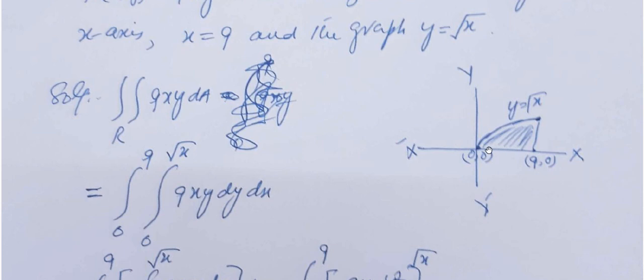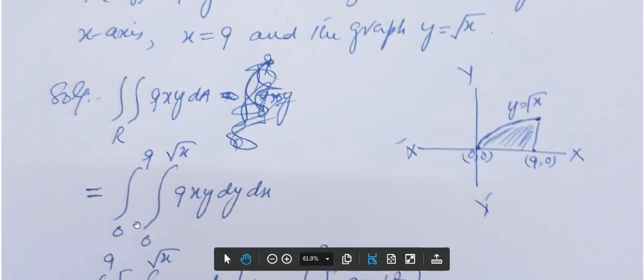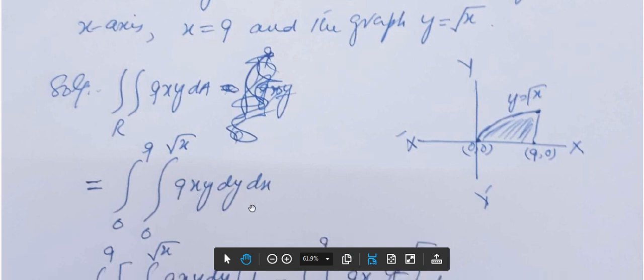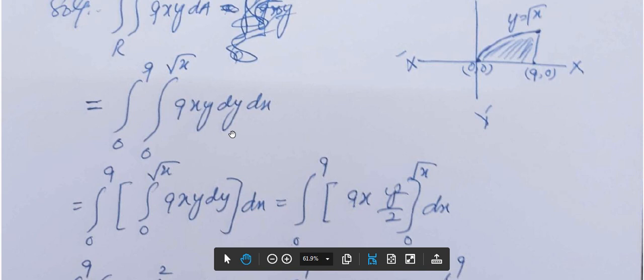So here the limit of x is from 0 to 9, and the limit of y is, you can see here, y is 0 to y is equal to square root of x. So the limit of y is 0 to square root of x, and the limit of x is 0 to 9. So 9xy dy dx. Again, you first integrate the inside part with respect to y. So 9x will be just like a constant, and we have to integrate only y.